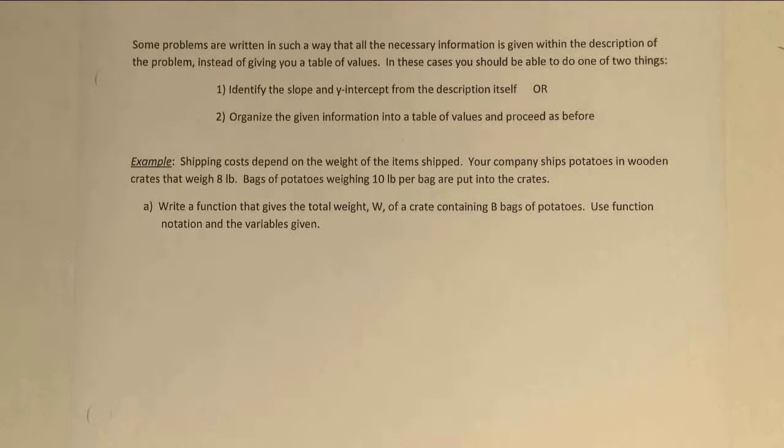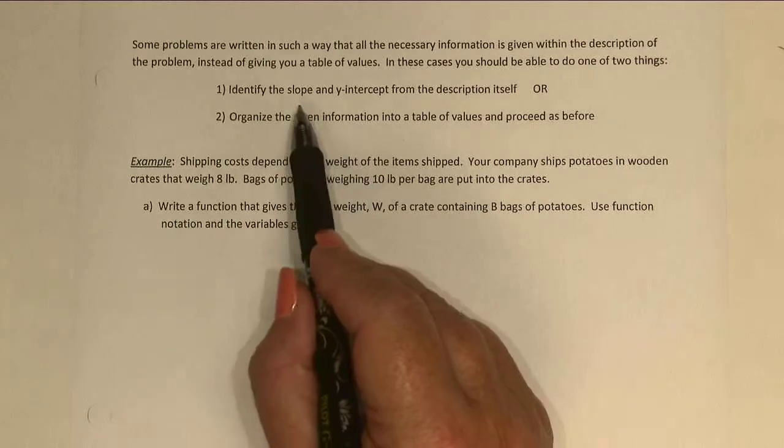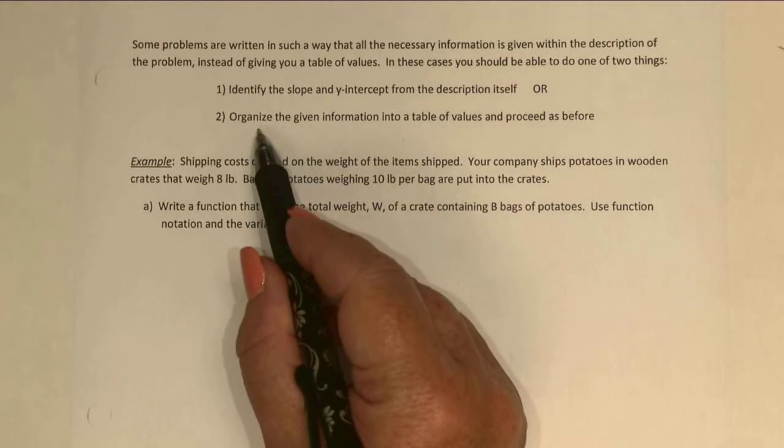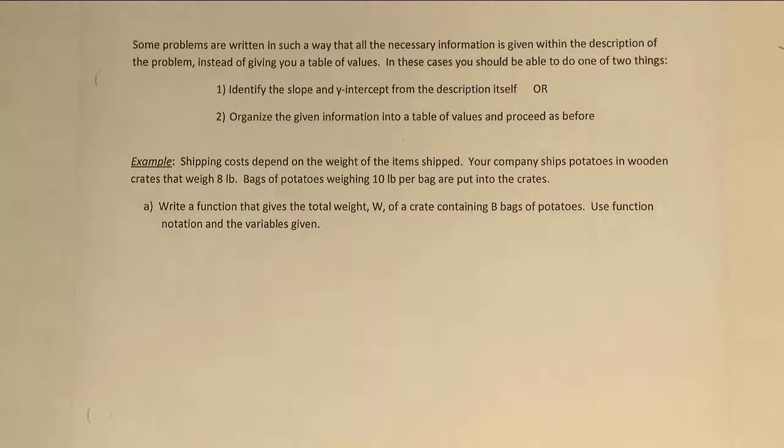Continue section P.4 on linear modeling. In the next couple of problems that we'll look at, we're going to see that sometimes instead of giving us a table of values with our data, they just give us a description. When that happens, we sometimes can identify the slope and the y-intercept just based on the description. And sometimes it's easier to organize the information into a table of values. And then we can proceed as before by making our own table of values first.